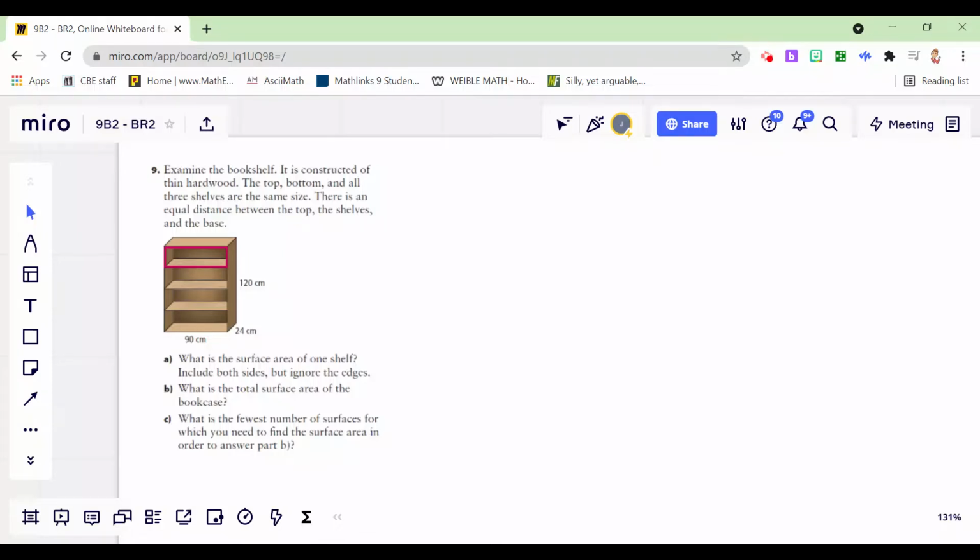Okay, so this was the question that you guys were given in class, and I just wanted to do a quick video for those people that wanted to know how to do it. So, if you were looking for the surface area just inside this cubby here, the one that's outlined in red, let's just get my pen going here. Okay, so this guy here.